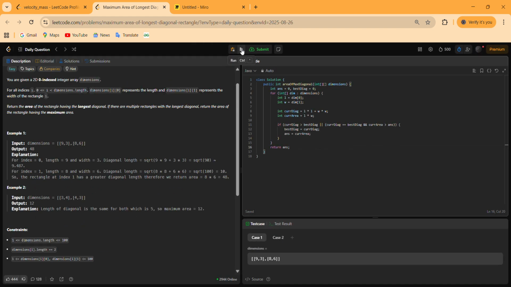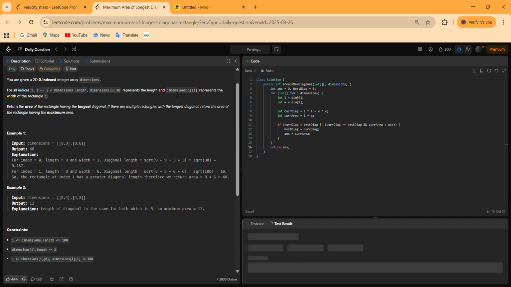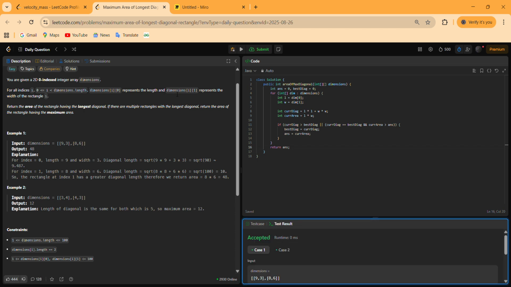Now let us run this and check if it is running fine or not. It is running fine, so let us submit this and check if it passes all the test cases or not.